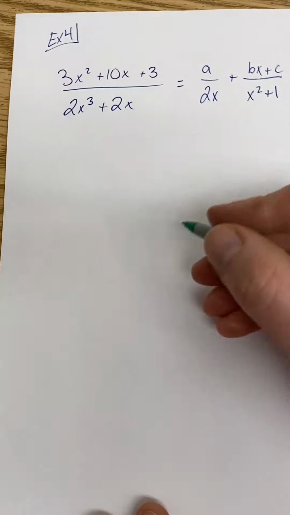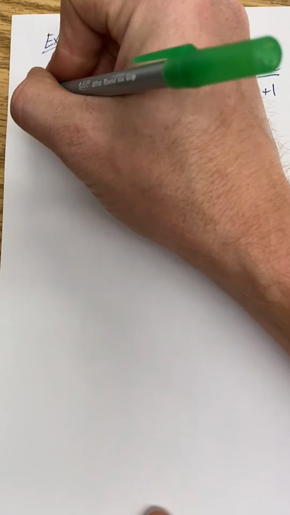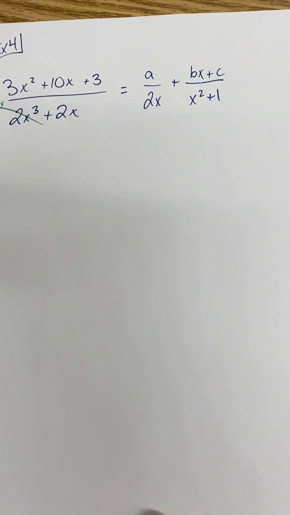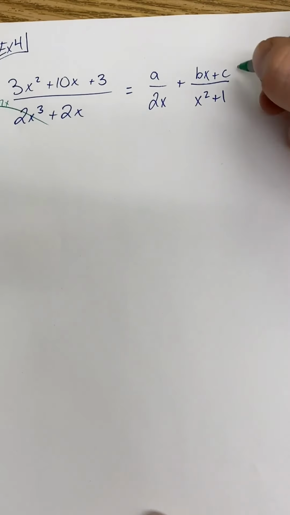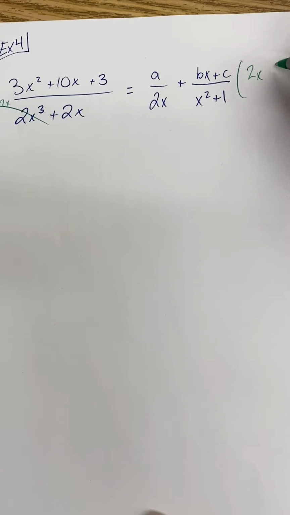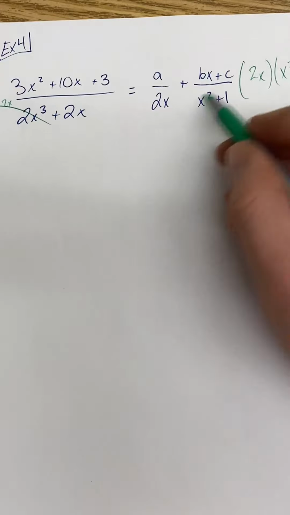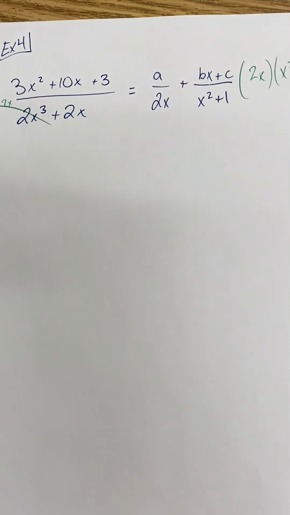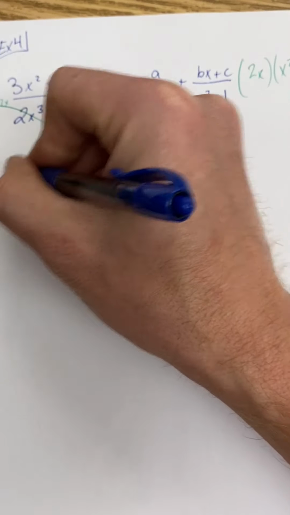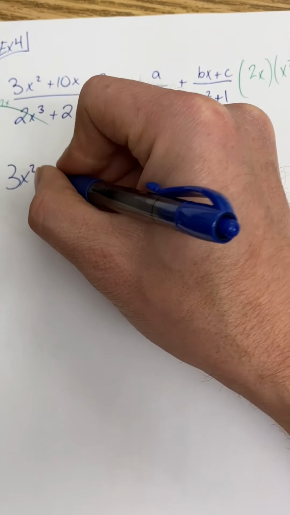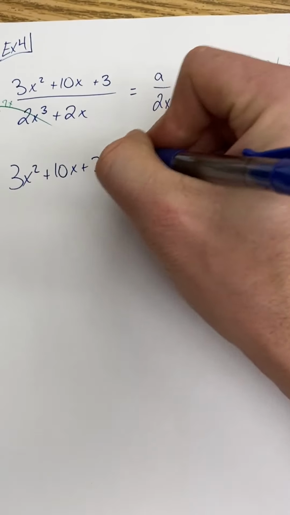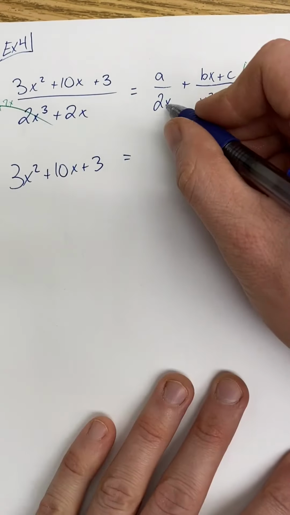Okay. So multiply by that denominator, 2x cubed plus 2x on this side makes it go away. Multiply by that on the other side, 2x times x squared plus 1. I'm losing my place here. So 2x times 2x goes away. Tell you what, I'm getting ahead of myself. 3x squared plus 10x plus 3 here. All right, now it's back to here.